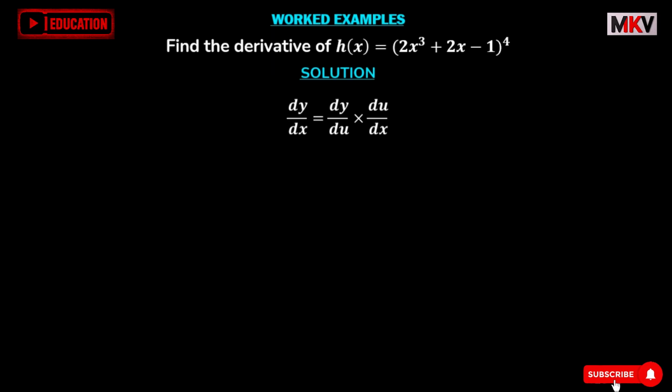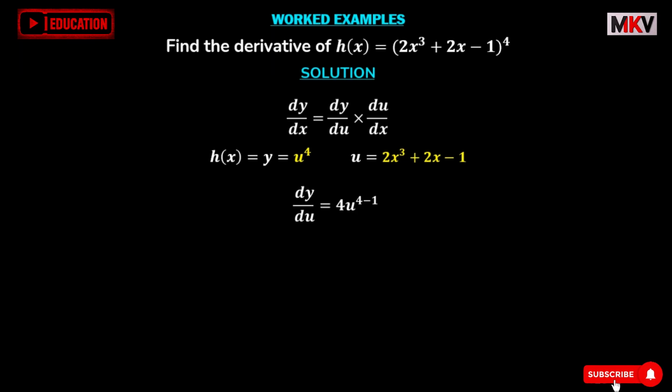We have the equation. Now we replace the terms in the bracket with u, leaving us y, which is equal to h of x, equal to u to the power 4. Our u, which we replaced, is 2x cubed plus 2x minus 1. So we have to find the derivative of y with respect to u, then u with respect to x.